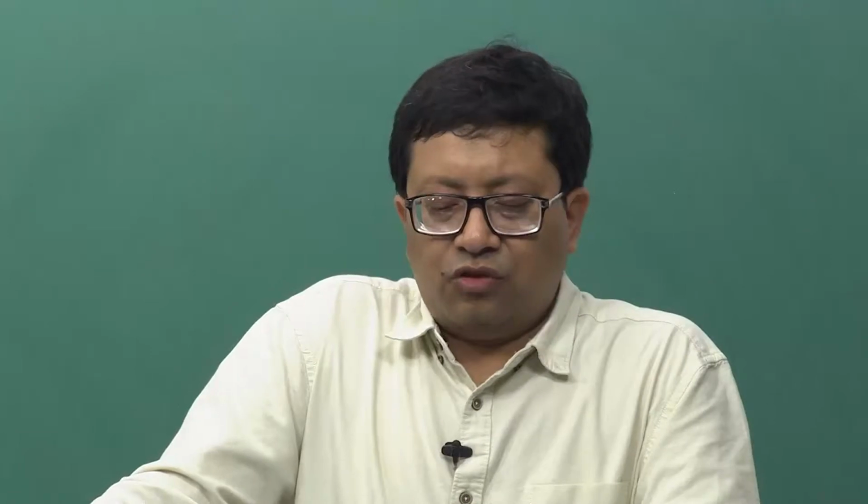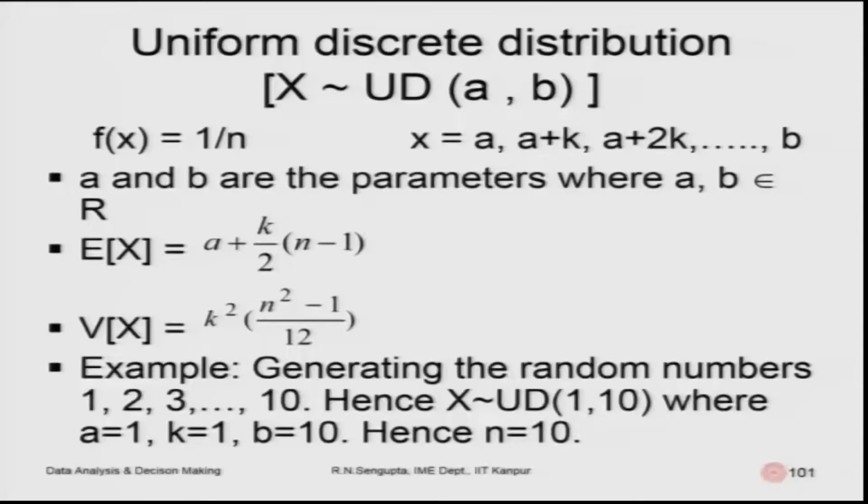So, let us consider the first discrete distribution, which is the uniform discrete case. So, x is the random variable, and we denote it as, I am just hovering my pen here, UD, which is the uniform discrete distribution, and this a and b are the parameters based on which we are trying to find out the uniform discrete distribution case. So, U is uniform, D is discrete, a and b are the parameters.